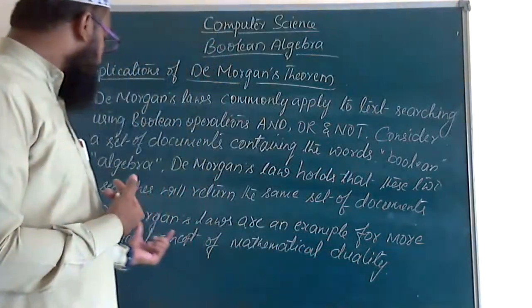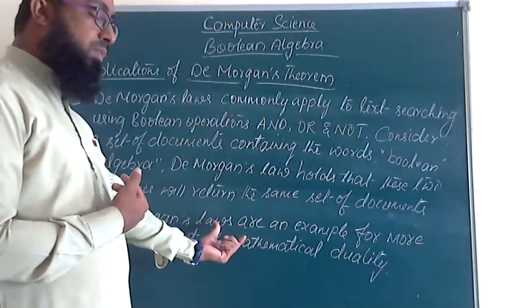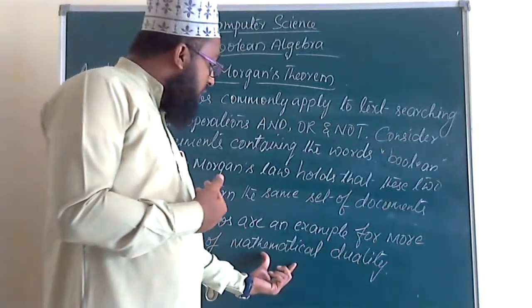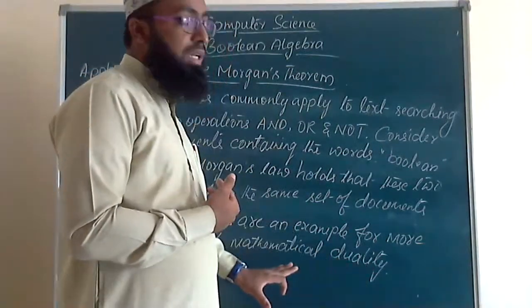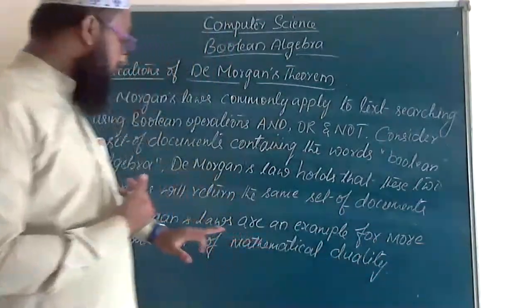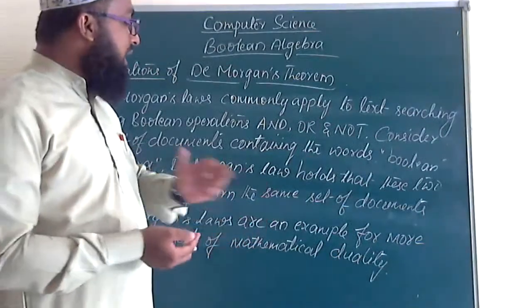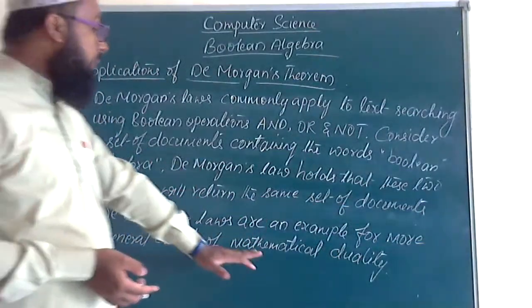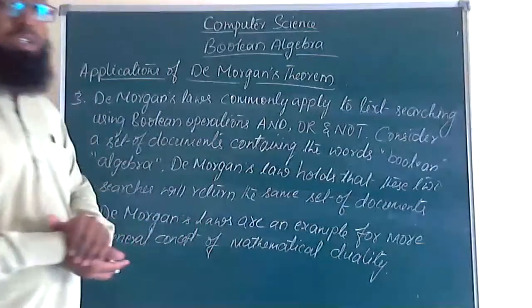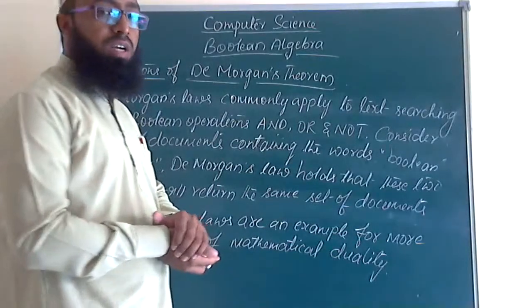So De Morgan's laws are very much useful in mathematical duality. For that reason, De Morgan's laws are taken as an example for mathematical duality. Hope you have understood this.